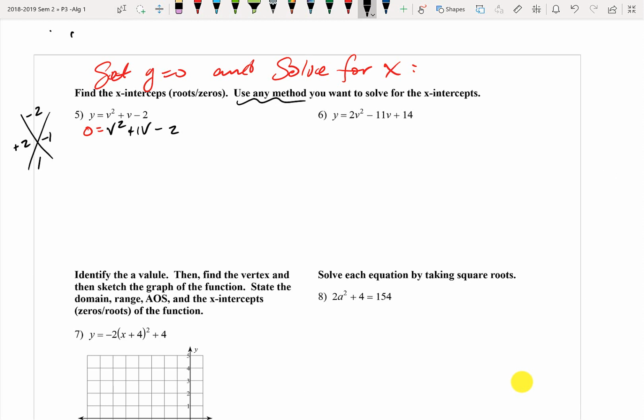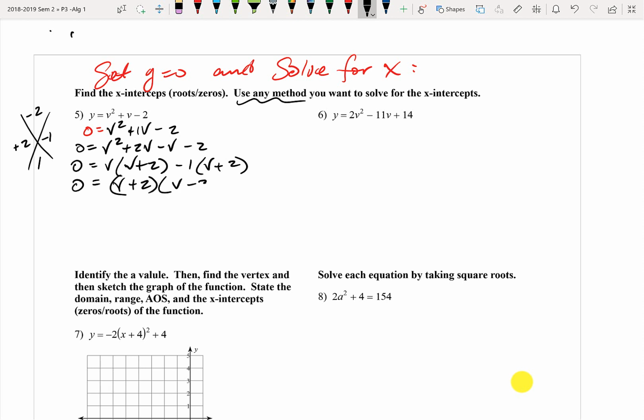Okay, so here we go. So we've got 0 is equal to v squared plus 2v minus v minus 2. And then you factor the v out of the first group, v plus 2. Factor out a -1 out of the second group, you get -1 times v plus 2 again. You have to get to the zero product stage, so you have to keep factoring.